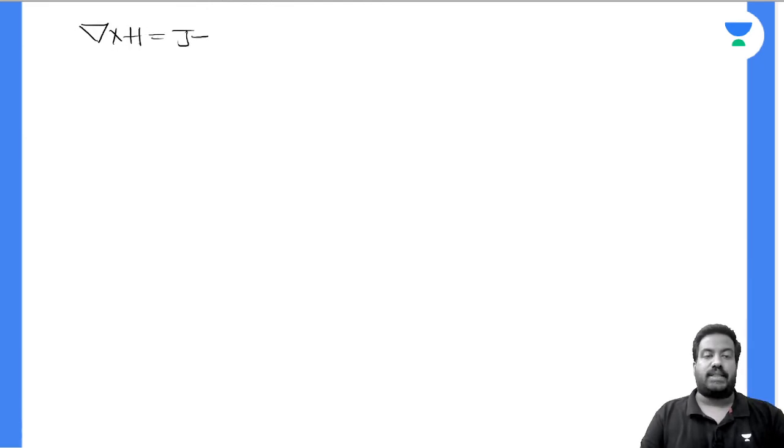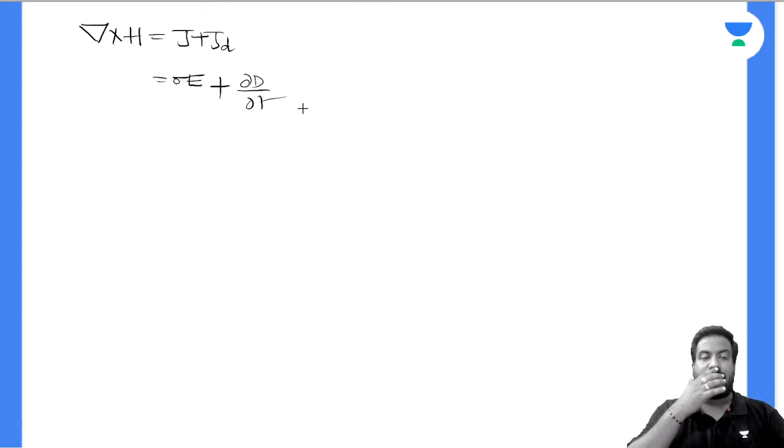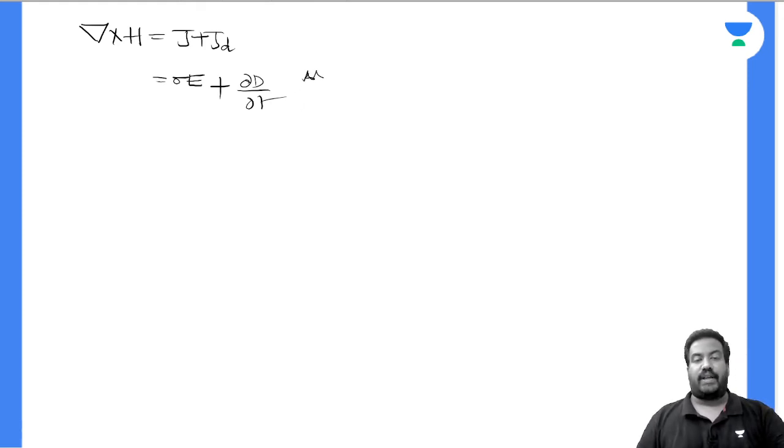del cross H is equal to J plus JD. J is conduction current density, depends on conductivity of the material, given by sigma E. JD is displacement current density, depends on time varying electric field, or depends on time varying quantity. This is the new equation here.